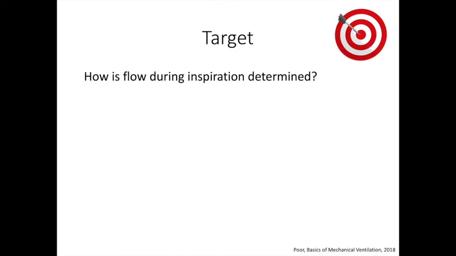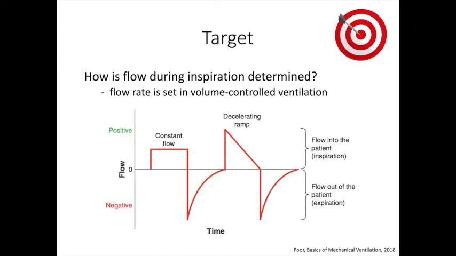Let's move on to the next phase variable, the target. The target tells us how flow is delivered during inspiration. In volume-controlled ventilation, we actually set the flow rate. You can set the flow rate to be constant during inspiration, or you can set it as a decelerating ramp, where flow is highest at the beginning of inspiration and tapers off during the breath. Most commonly at Mount Sinai, we use the decelerating ramp flow pattern.